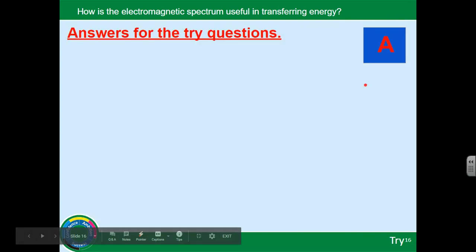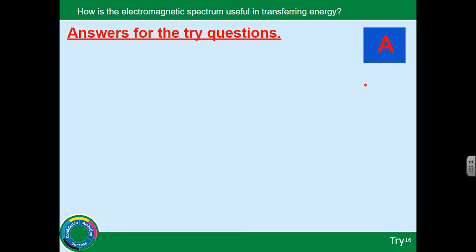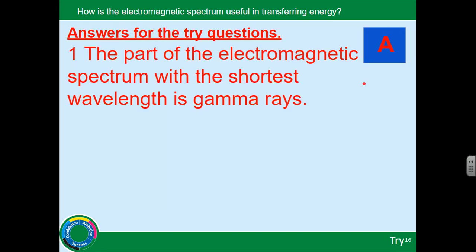Okay, so welcome back. Here are the answers for the try questions. All right, number one. The part of the electromagnetic spectrum with the shortest wavelength is gamma rays, and you can see that from the diagram because those waves are very, very close together. It has the most energy and the wavelength is very short.